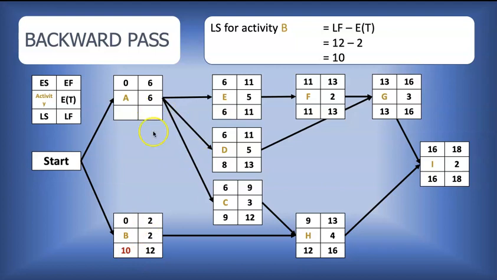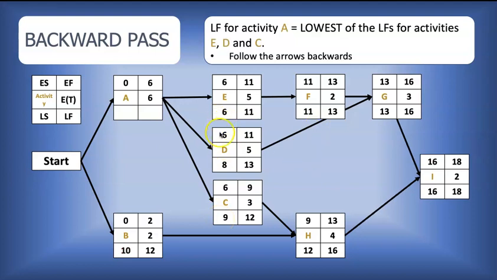So we're down to our last activity, which is A. If you notice, there are 3 arrows that feed backwards to A. So A has to be completed in time for each of these activities to start. Activity E must get its baton by week 6. Activity D must get its baton by week 8. And activity C must get its baton by week 9. So let's look at it. We're saying 6, 8, and 9.